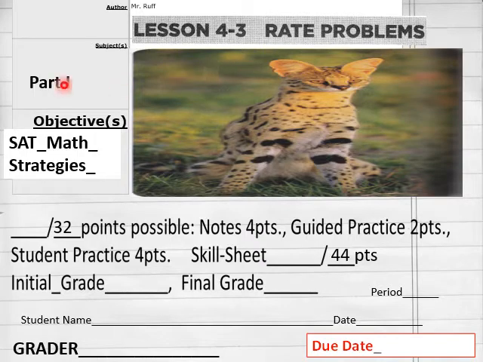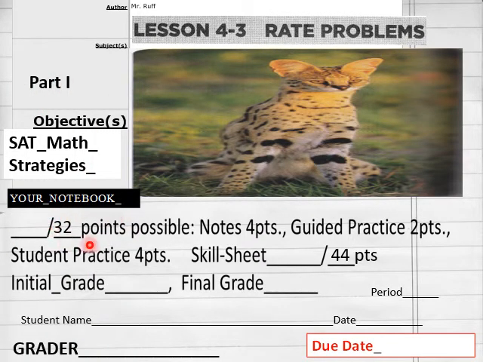4.3 rate problems, part 1. We have 30 points of notes to take. Hopefully you have your note-taking guide out. And we have a 44-point skill sheet, which is at the end of this PowerPoint. If you need skill sheets, email me for that.